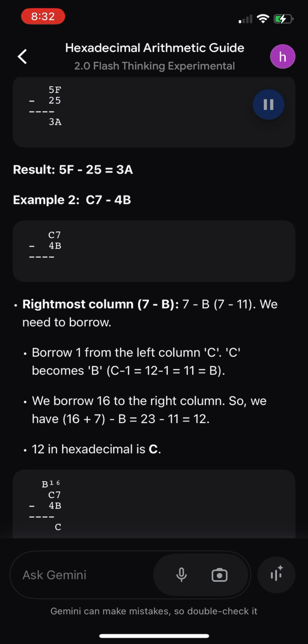Example 3: 1A times 2B. More complex, showing intermediate steps. Step 1: multiply 1A by B. B equals 11 in decimal. Rightmost, A times B. A is 10, B is 11. 10 times 11 equals 110. How many times does 16 go into 110? 6 times. 6 times 16 equals 96. Remainder, 110 minus 96 equals 14. 14 in hexadecimal is E. So A times B equals 6 remainder E. Write down E and carry over 6.